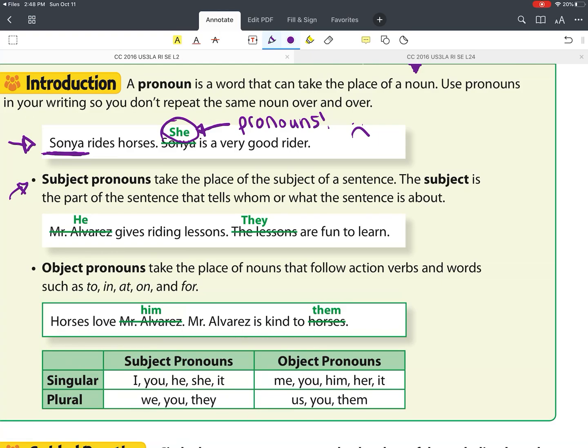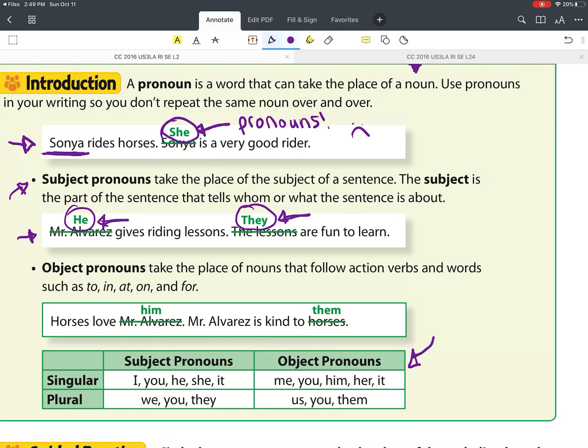subject pronouns take the place of the subject of a sentence. The subject is the part of the sentence that tells you whom or what the sentence is about. Like Mr. Alvarez, they changed to he. He gives writing lessons. The lessons, they, are fun to learn. So there are words like he, she, and they. There's lots of pronouns down here if we take a look. There's I, you, he, she, it, we, you, they, me, you, him, her, it, us, you, and them. These are all words that simply replace some nouns.